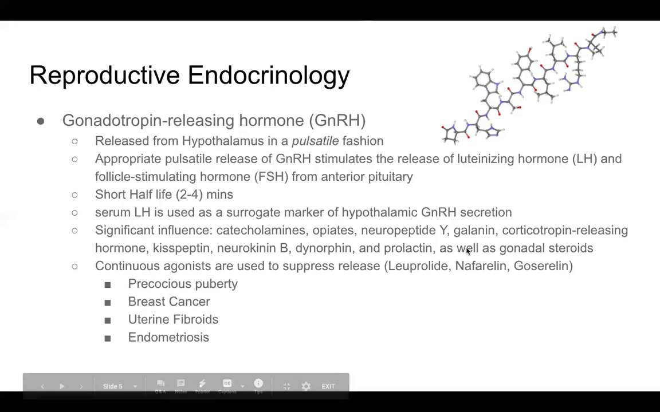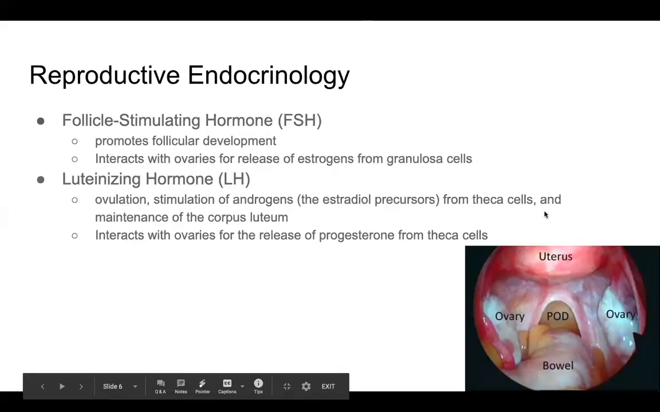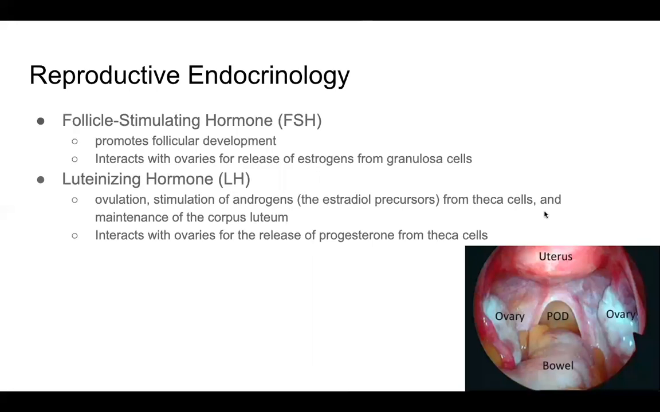So that's about all I'm going to talk about with GnRH. We will move on to FSH and LH, which are our anterior pituitary hormones that we're going to visit a little bit today. So FSH, a little bit of background: it promotes follicular development in the ovaries and interacts with the ovaries with release of estrogens from the granulosa cells.